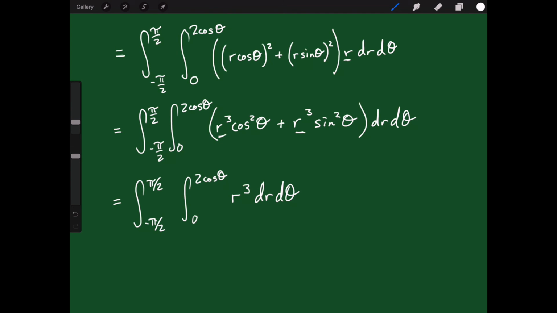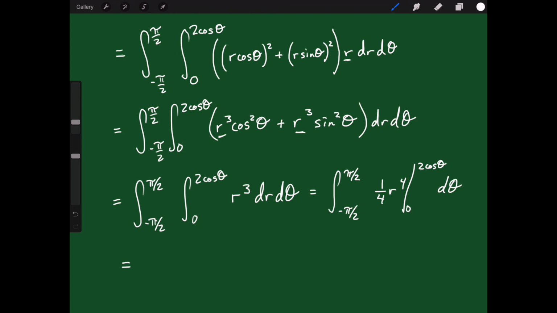Very good. Okay, so now this we can take the antiderivative of, and I get the integral from minus pi over 2 to pi over 2 of the antiderivative of r cubed, which is 1/4 r to the 4th, evaluated from 0 to 2 cosine theta, d theta. So let's plug in that 2 cosine theta and 0.